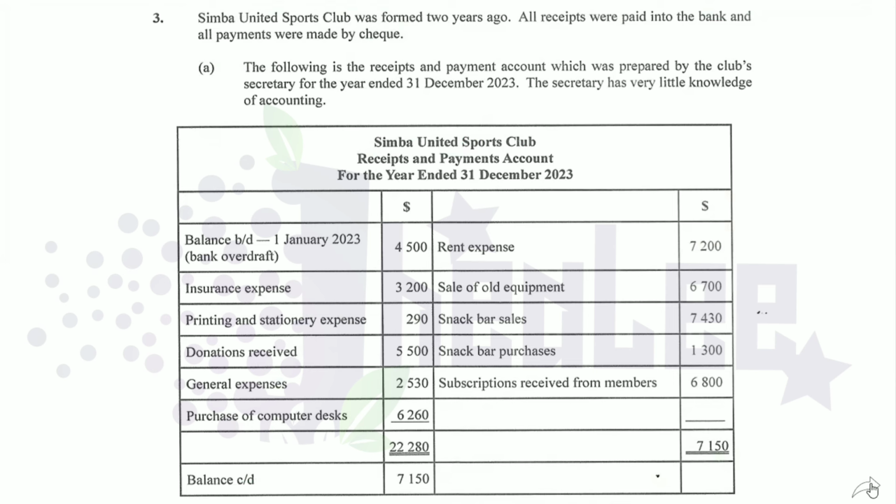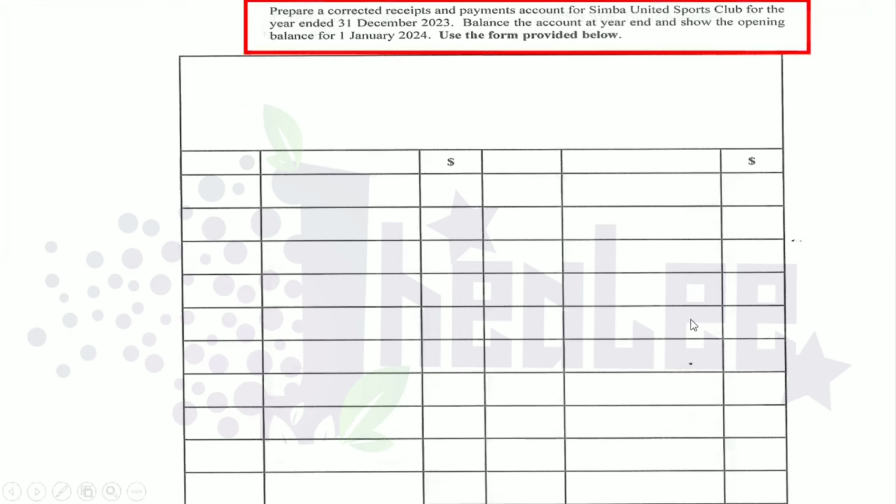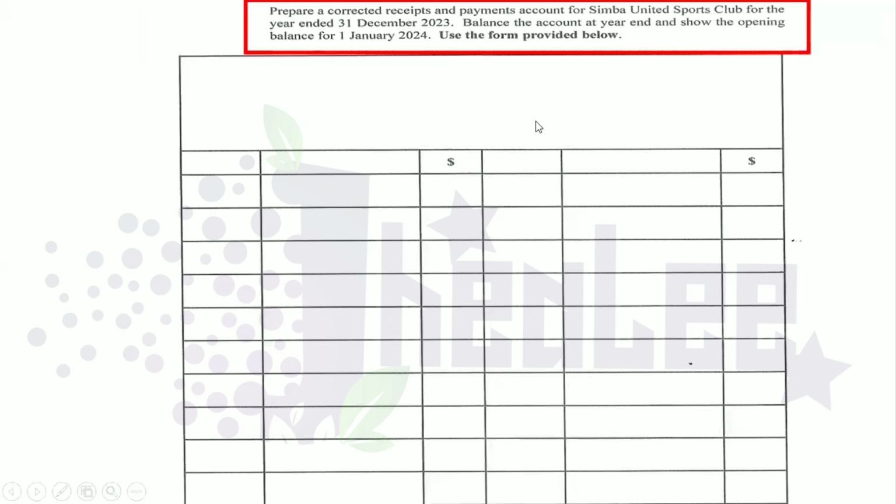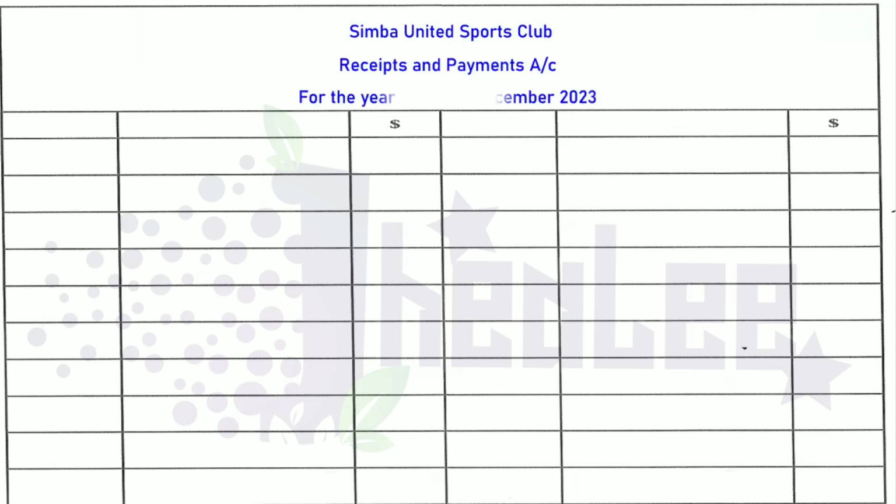What we are required to do is to prepare the corrected receipts and payment account for Simba United Sports Club for the year ended 31st of December 2023. Balance the account at the end of the year and show the opening balance for January 1st, 2024. So basically, prepare the corrected receipts and payment account and balance it off. And you're to use a form that is provided. The first thing that you will enter is the title, the heading, which reads Simba United Sports Club Receipts and Payments Account for the year ended 31st of December 2023.